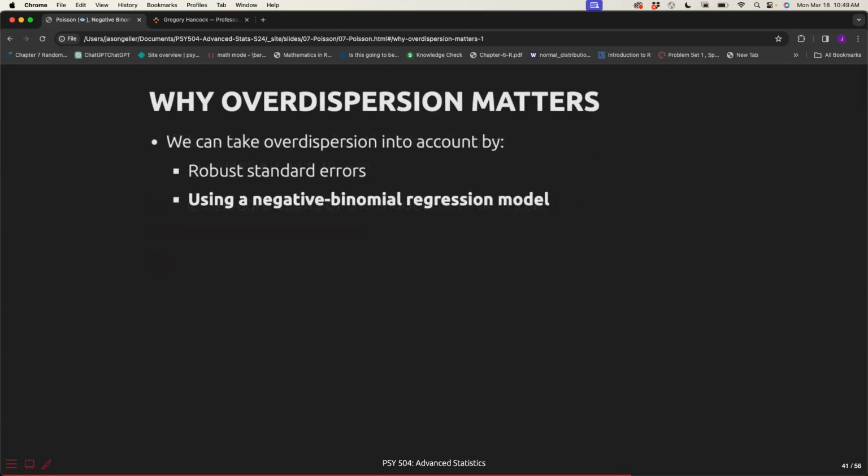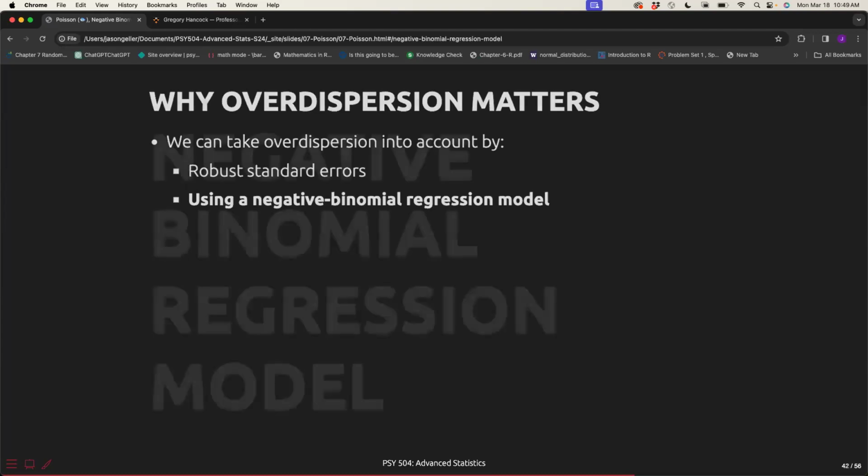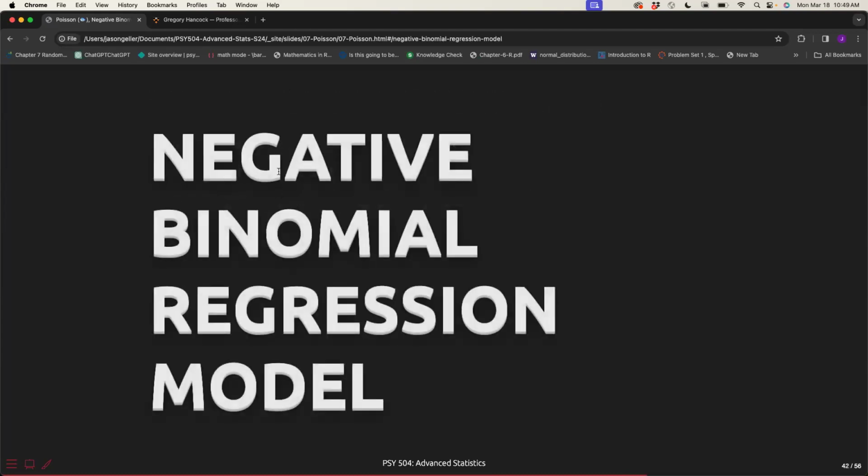There are a couple of things that we can do to take into account over dispersion. We can use things like robust standard errors, which change the standard error to account for this inflation. But the most popular and most common is using a negative binomial regression model. So what I wanted to do is spend some time talking about the negative binomial regression model.